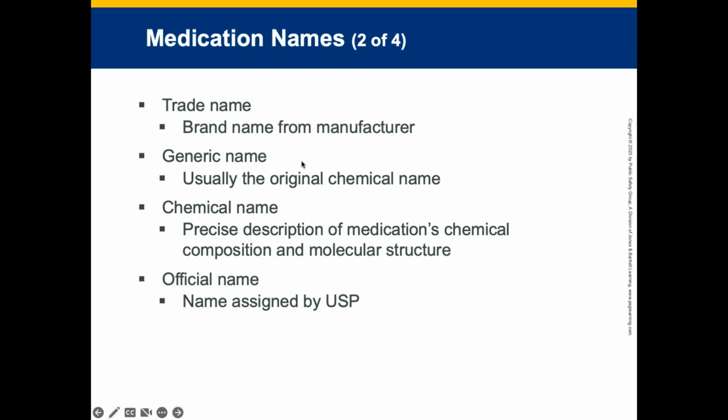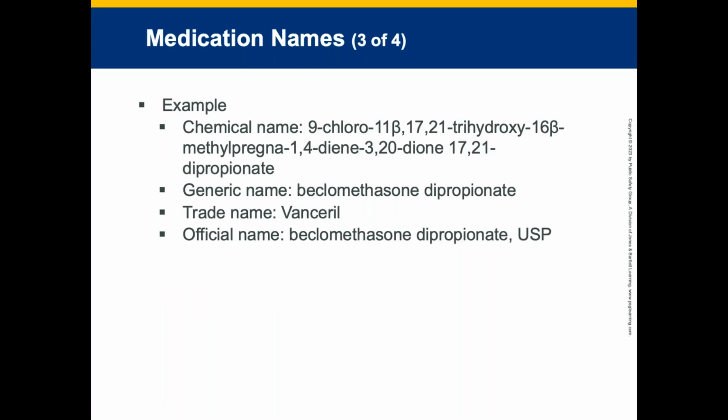All right, so here are some examples. I'm not sure why they gave you guys this as an example, but they did. In the example of various names for one drug, a chemical name, as you can see, is very long, versus a generic name, which looks like beclomethasone, but the trade name is Vanceril, and the official name, as you can see, is the same thing as the generic name with USP next to it. This is all the same drug. All 4 of these are the same medication.